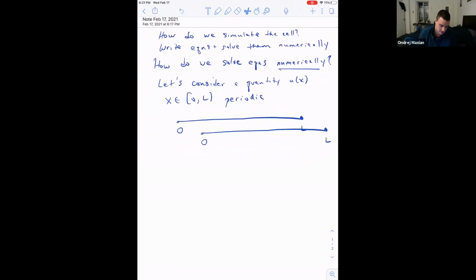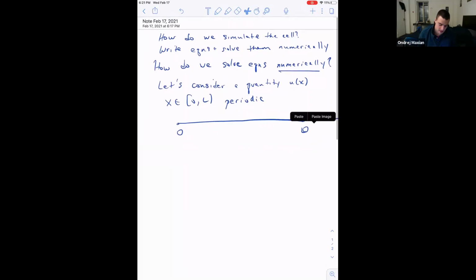Paste. Yes, it worked. Okay. If I make a copy of this and stick it over here, I can represent the whole space. So the domain repeats itself over and over again periodically.